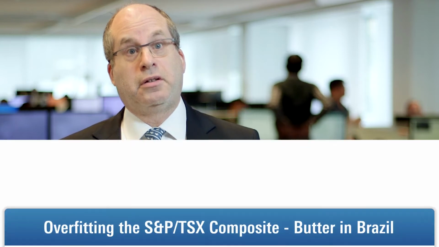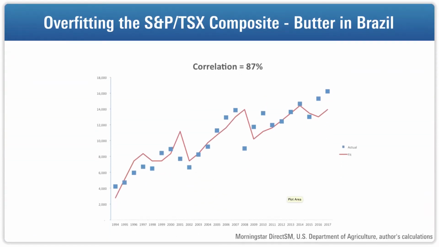I wanted to see if I could create a chart like Lineweber's for the S&P TSX composite over a recent period. It didn't take me long to discover that for the Canadian stock market, it's the butter production of Brazil over the period of 1994 through 2017 that does the trick.